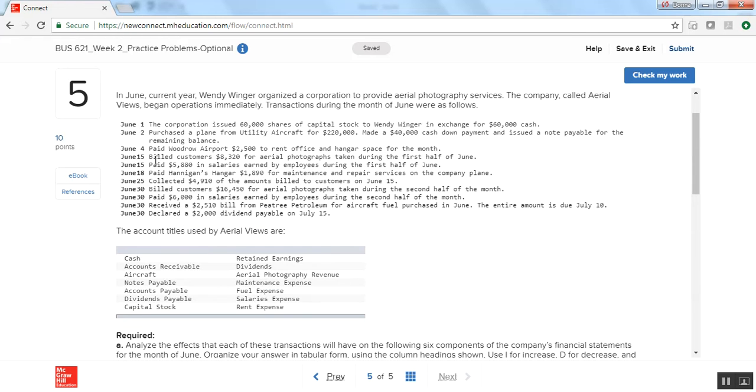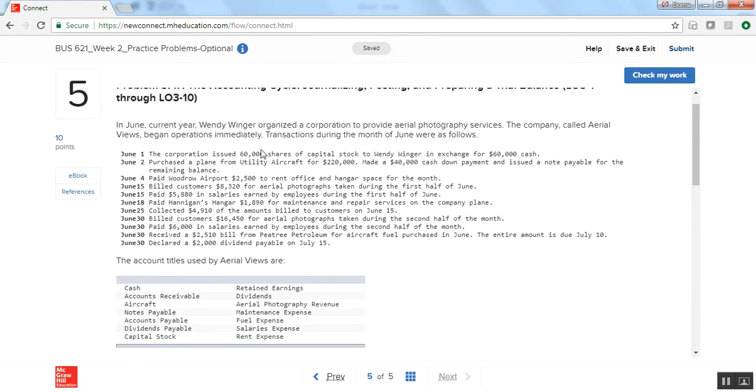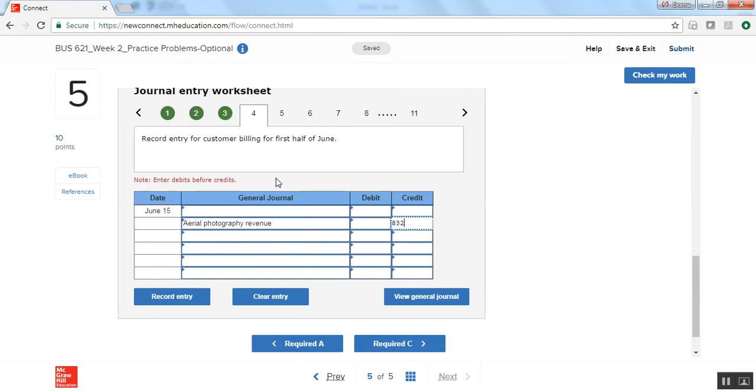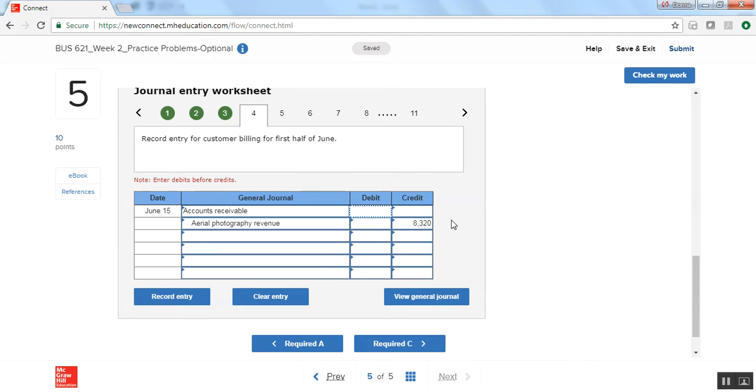The next entry is billing our customers for $8,320. Okay, so our revenue goes up. Revenue increases equity, and an increase to equity is going to be a credit. So here we have aerial photography credit went up $8,320. And we didn't get cash, so they still owe us. So we're expecting to receive that cash in the future. It's going to be accounts receivable, which is an asset. We're going to increase our assets.